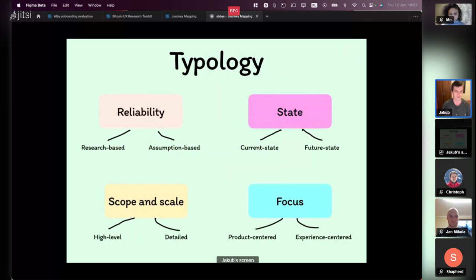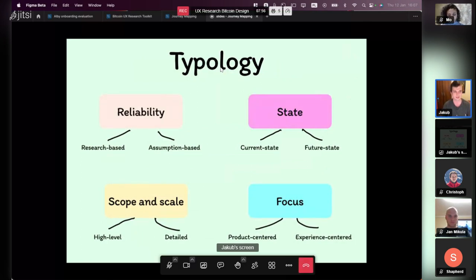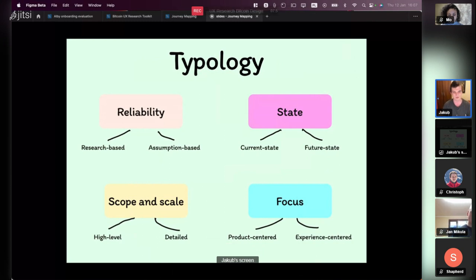Okay, so journey maps can vary heavily in what they display, what kind of data they use or how they use it. And we can look at journey maps on 4 angles or 4 categories. And I think it's important to consciously decide where the journey map that we want to create lies in those categories, taking into account our research goals and our capabilities.